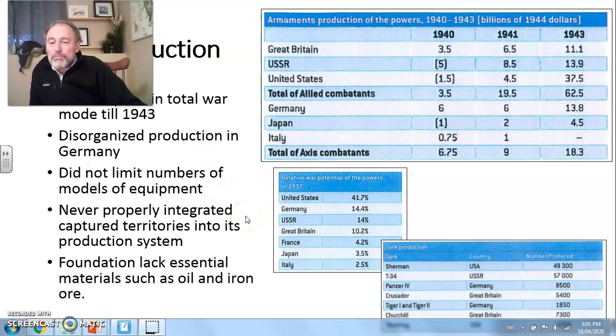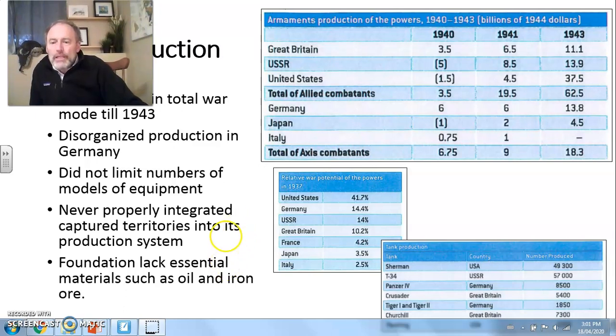The Nazis never properly integrated the captured territories into its production system. They moved slave laborers around. In other cases, they kept native industries as they would have in Holland. But there was never really a clear program. And in part, that's due to poor Nazi administrators.